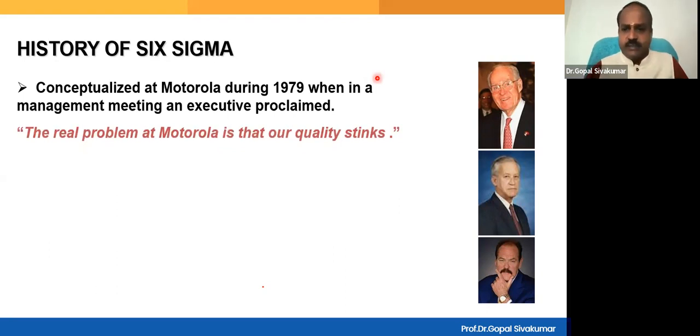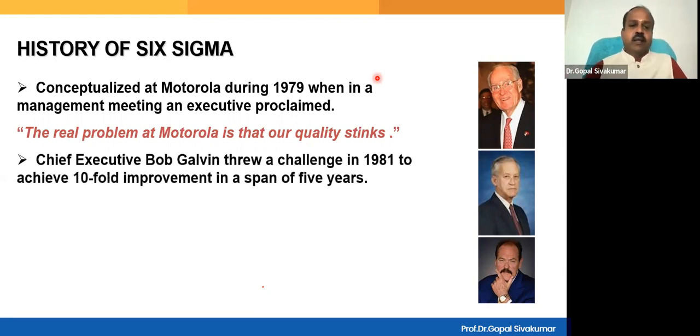And the reason behind Motorola introducing Six Sigma is that their quality was stinking. It was going down, because they could see the business results also going down. This is what I mentioned. The chief executive Bob Galvin threw a challenge: tenfold improvement in a span of 5 years.